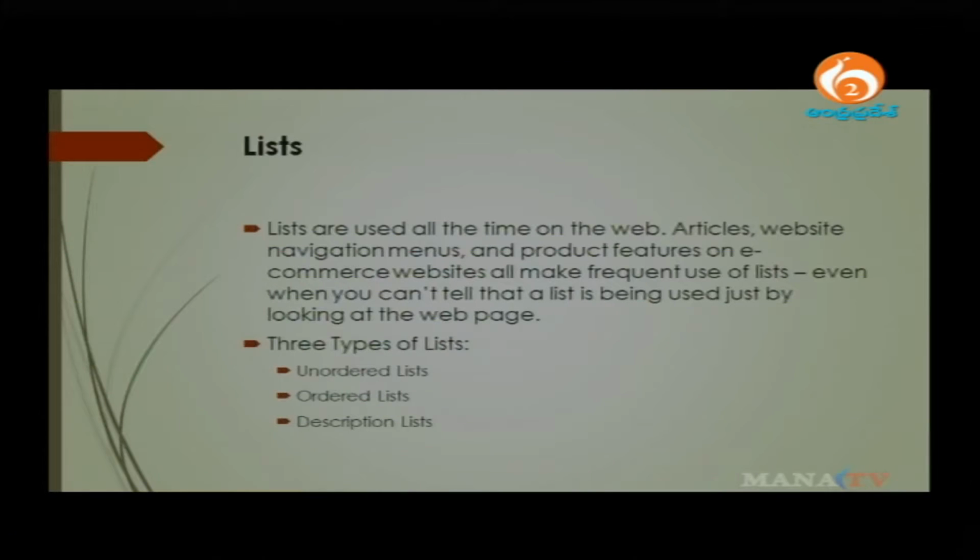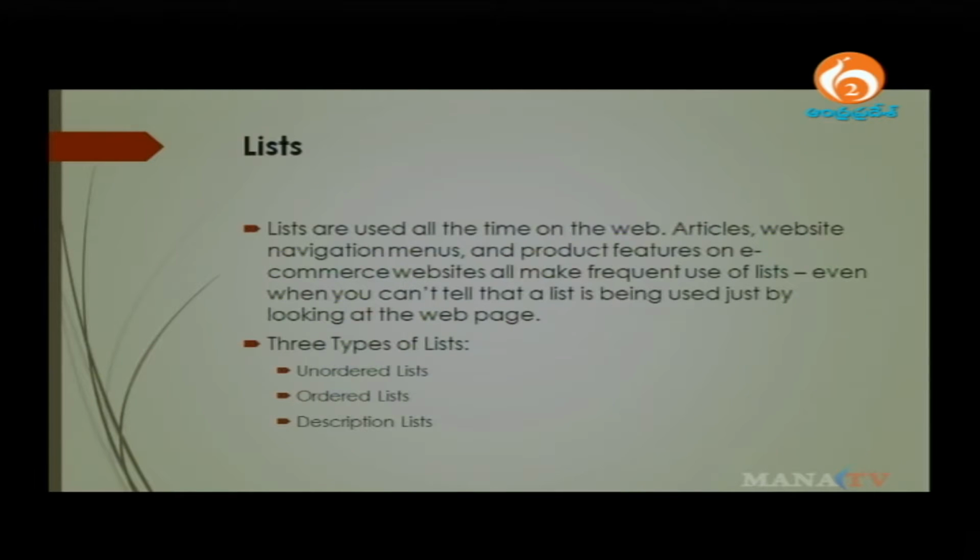Even if we do not see the things as a list on the web page, you can't say that there is no list behind it, because if there is a collection of items, then it is very likely that we will be using lists in HTML. There are 3 types of lists in HTML: ordered lists, unordered lists and description lists. These are the 3 types supported by HTML.